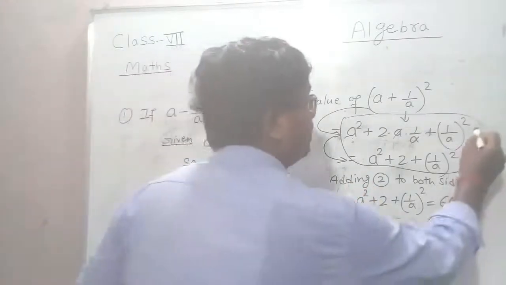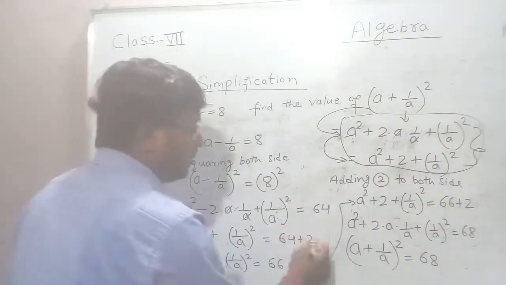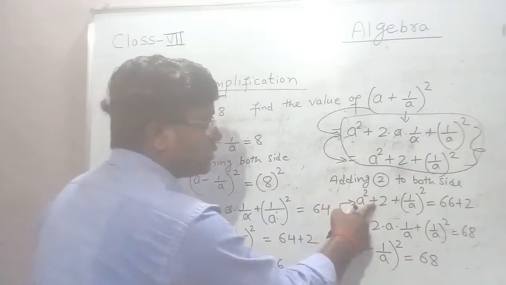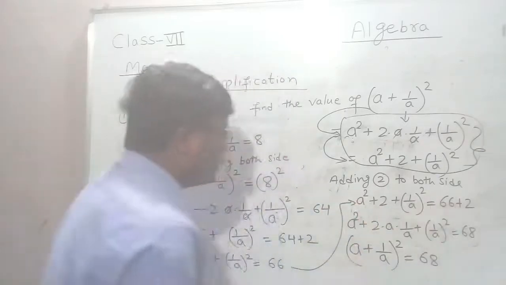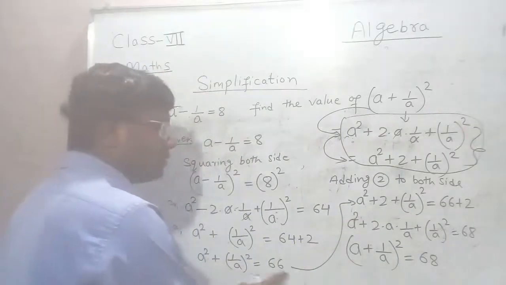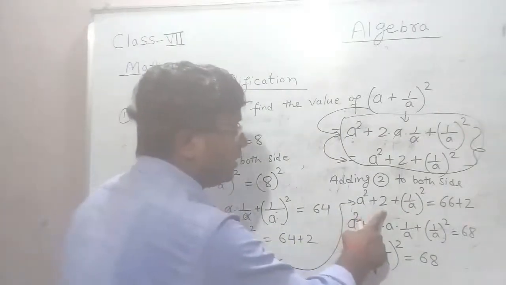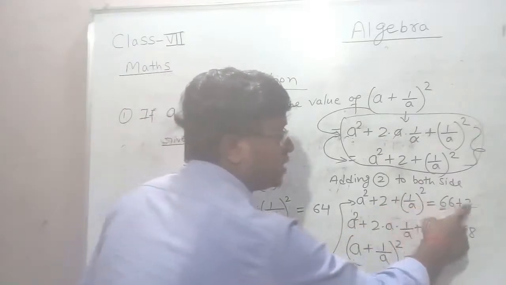This was just the hint. After this step we are continuing from here. So a square plus 2 plus 1 upon a whole square is equal to 66 plus 2. I am adding 2 on both sides, left hand side also, right hand side also.